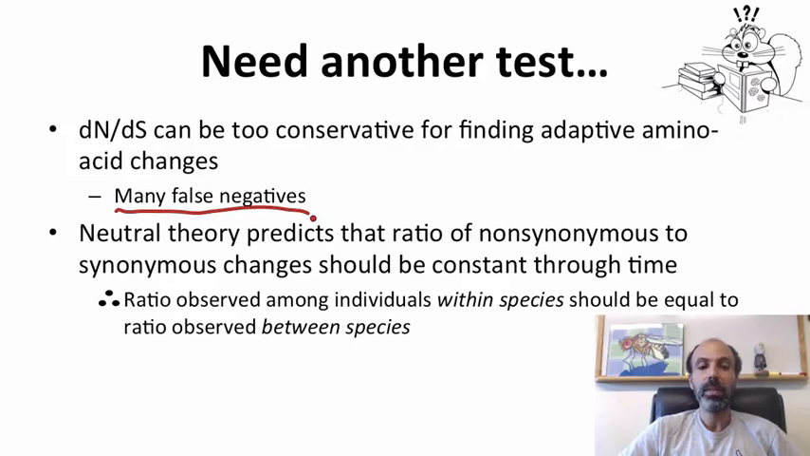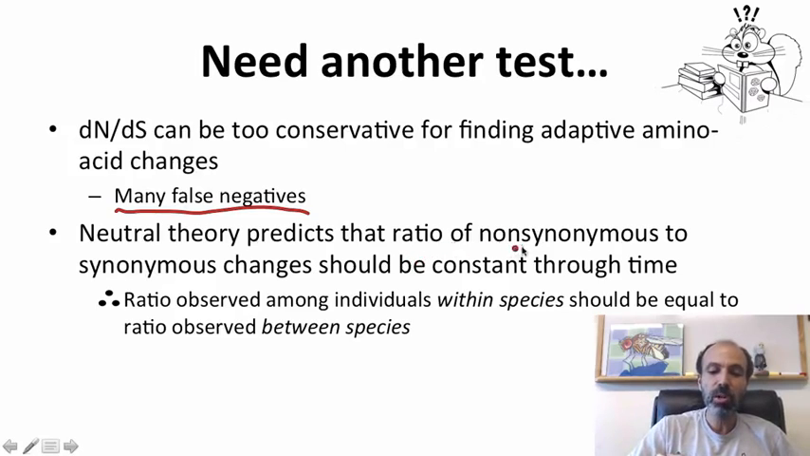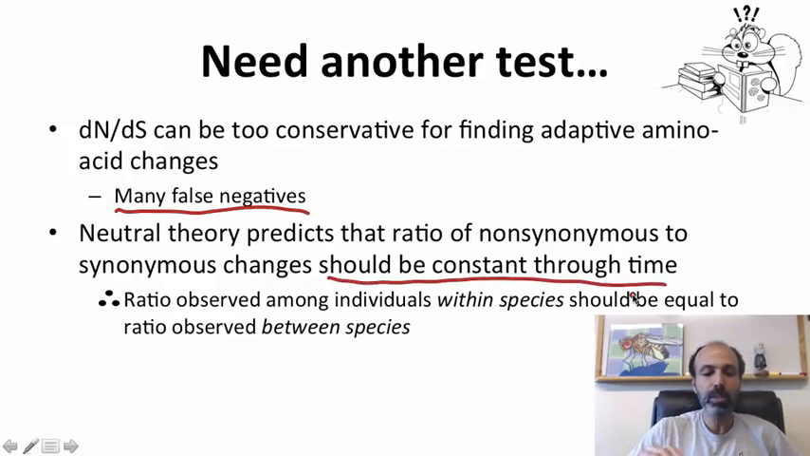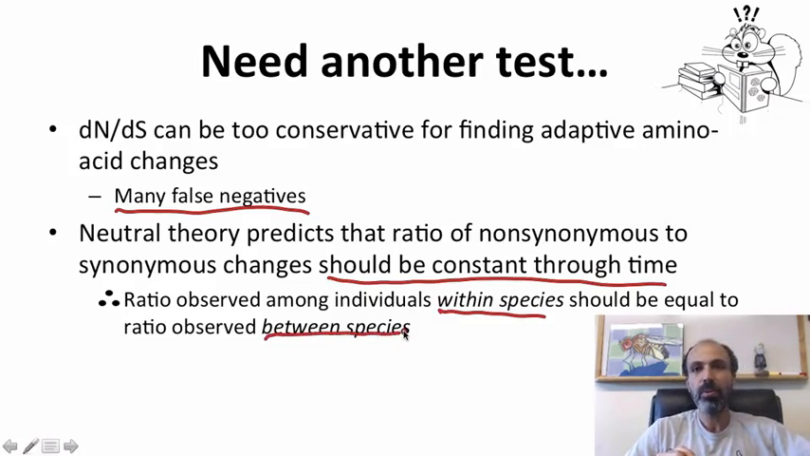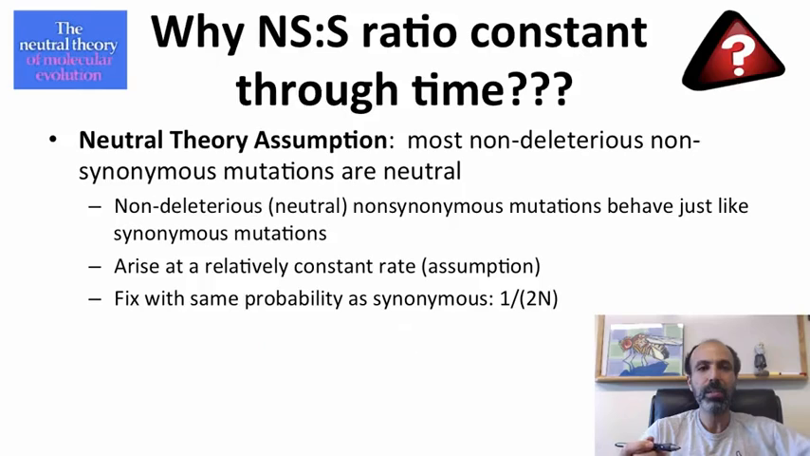Now, we can leverage some aspect of neutral theory that we haven't talked about yet, and that is that we predict the ratio of non-synonymous to synonymous changes should be roughly constant through time, right? That the ratio that you see among individuals within species should be roughly similar to the ratio you see between species. You may be wondering, why should this be constant through time?